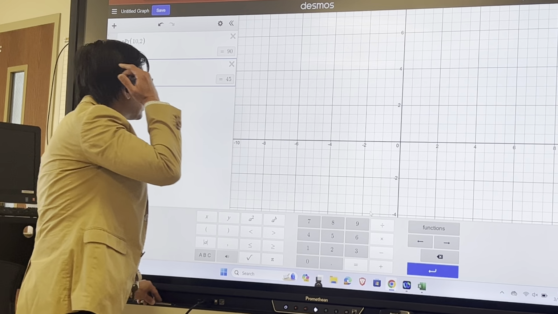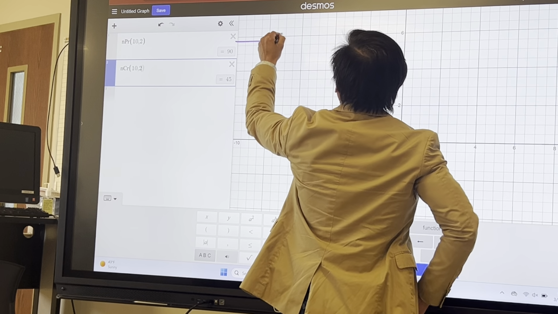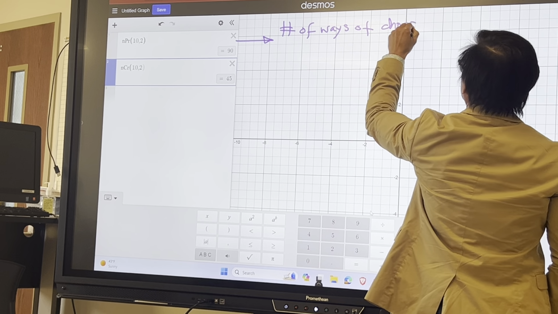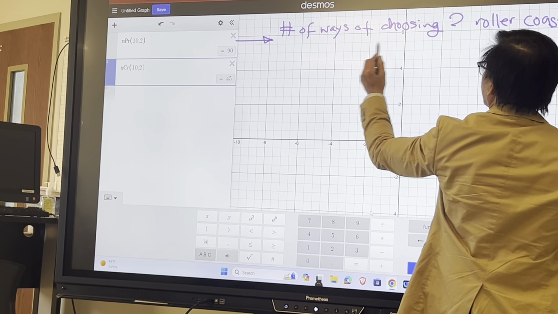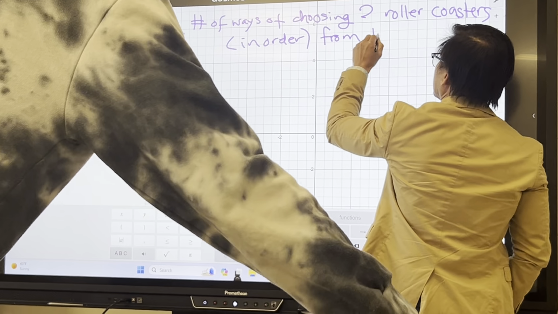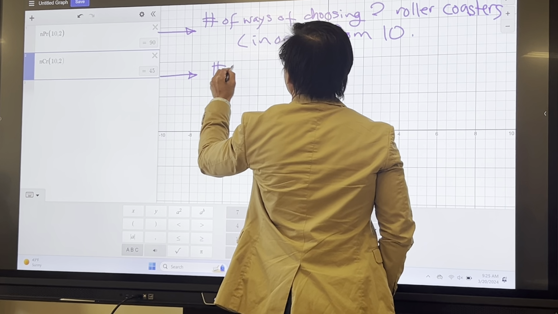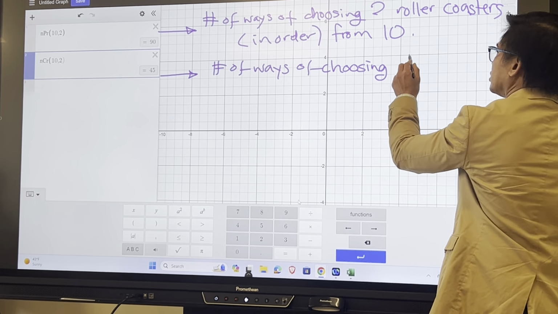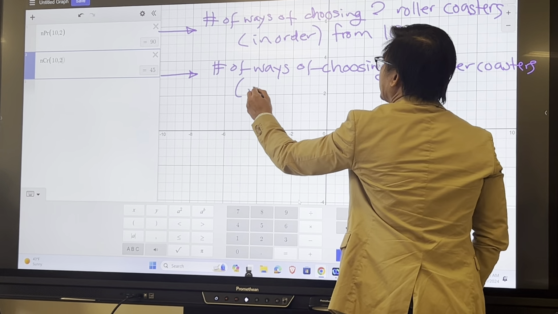Okay, so once again in here, let me just put some notations in here. This is the number of ways of choosing two roller coasters, in order, from 10 roller coasters. This now, however, is the number of ways of choosing, still the same, two roller coasters, but again, I would put in here, regardless of order.